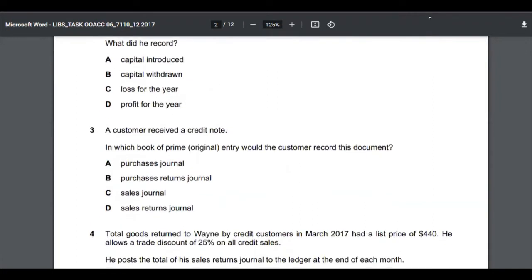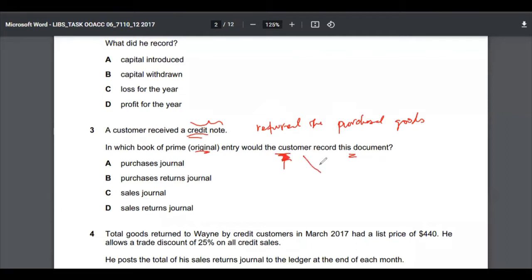Let's look at multiple choice 3. A customer received a credit note. So a customer receives a credit note. That means the customer has to pay less, right? So the customer has basically returned the purchased goods that he or she purchased. In which book of prime original entry would the customer record this document? And this is asking from the customer's perspective.